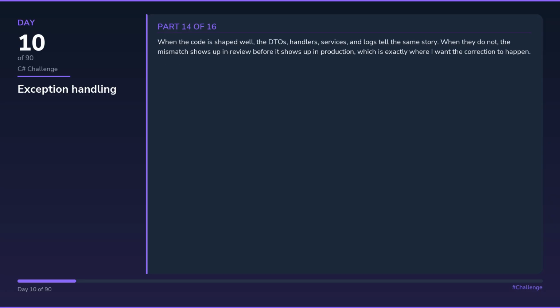When the code is shaped well, the DTOs, handlers, services, and logs tell the same story. When they do not, the mismatch shows up in review before it shows up in production, which is exactly where I want the correction to happen.